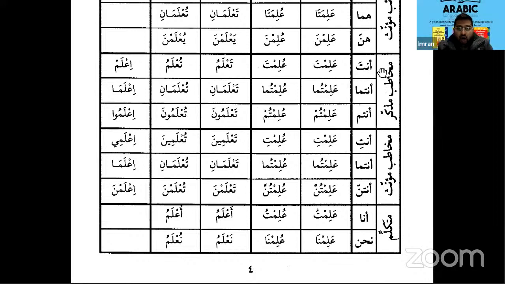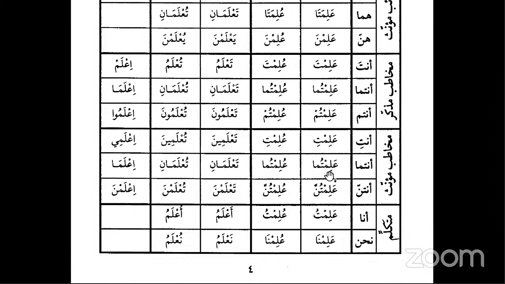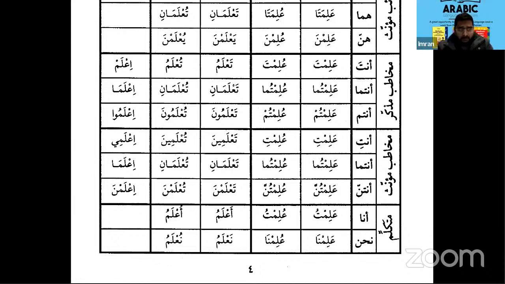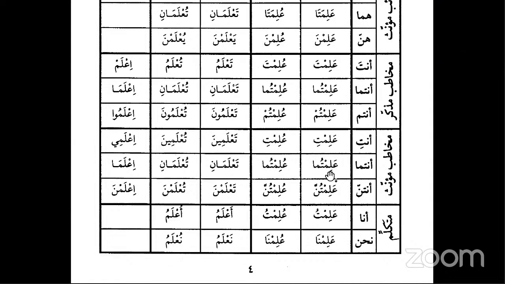Remember, these are mukhatab. It says in Arabic, mukhatab mudhakkar, mukhatab muannath, feminine addressee. So you, one female, and you. Anti alimti, you knew, one female. Antuma alimtuma, you two female knew. Antunna alimtunna, you all female knew. Ana alimtu, I knew, both male and female. Nahnu alimna, we knew, both male and female.